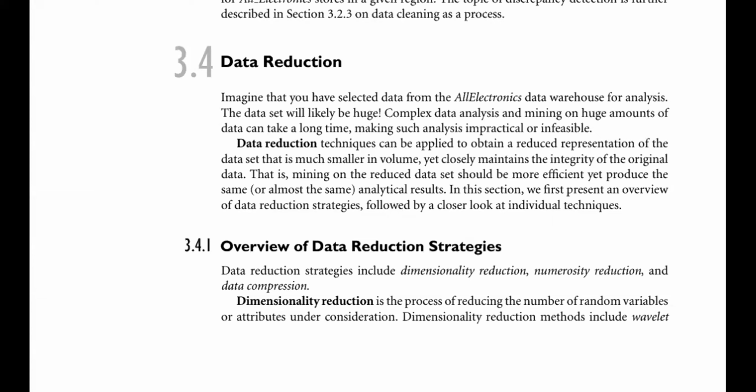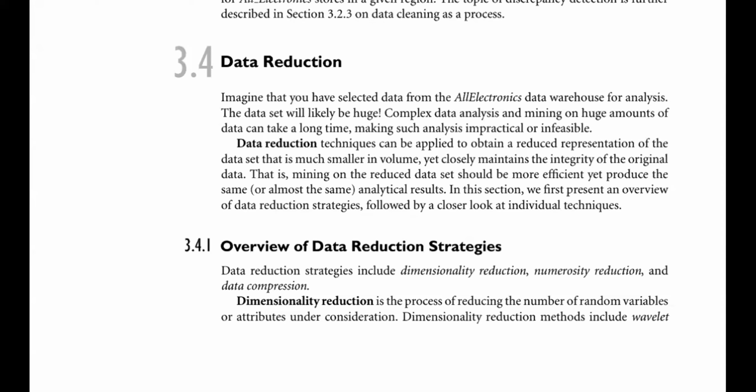The second one is numerosity reduction. Numerosity reduction is a technique that replaces the original data values with alternative, smaller forms of data representation. Generally, these techniques may be parametric or non-parametric. In the parametric method, a model is used to estimate the data, so that typically only the model parameters need to be stored instead of the actual data; outliers may be stored. Regression and log-linear models are generally called parametric.